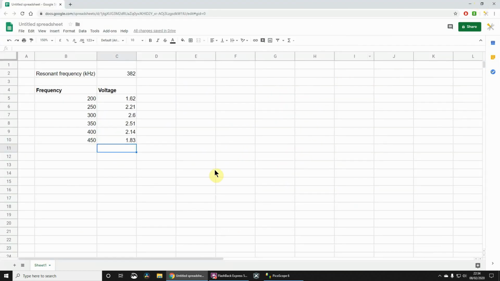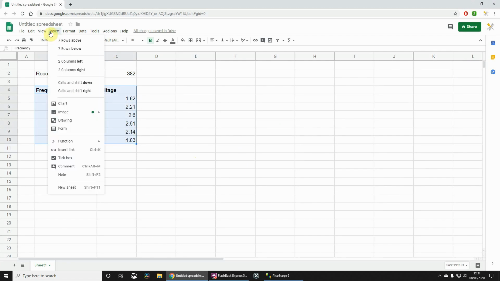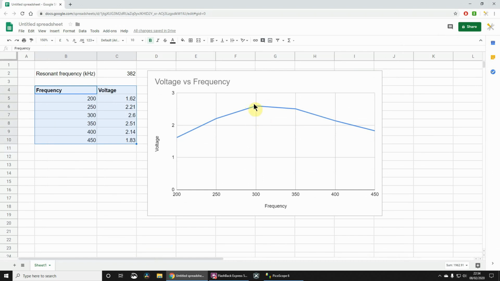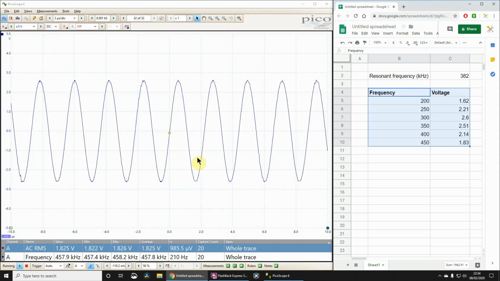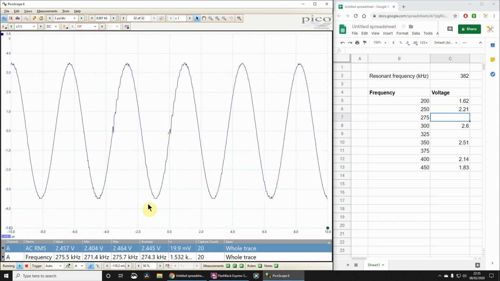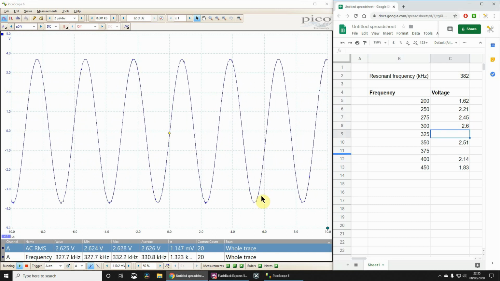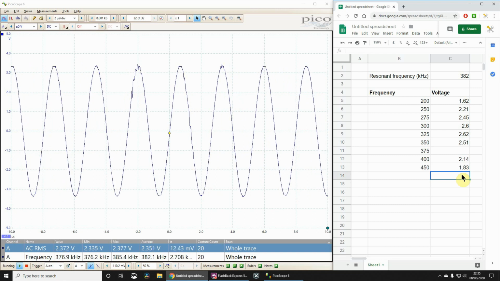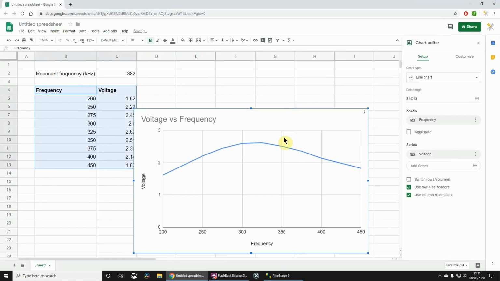Let's maximize this, see if we can graph it. So where do we go? Inserts, charts. Where would you say the resonant frequency is? It looks like it's something about 300-ish, doesn't it? If we took another plot there, maybe that would be useful. Roughly there, okay, so about 325 kilohertz.